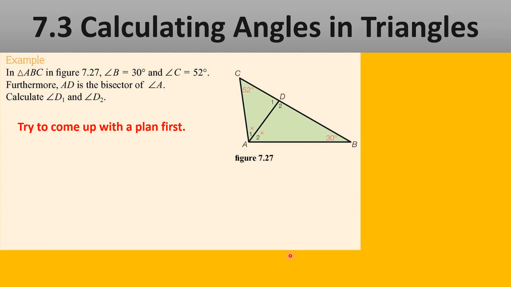In triangle ABC, in figure 7.27, angle B, this one, is 30 degrees, angle C is 52 degrees. Furthermore, AD is the bisector of angle A, so that means that A1 is equal to A2. They already give you that in the drawing as well. Calculate angle D1 and calculate angle D2.